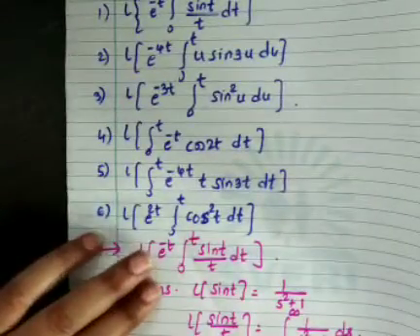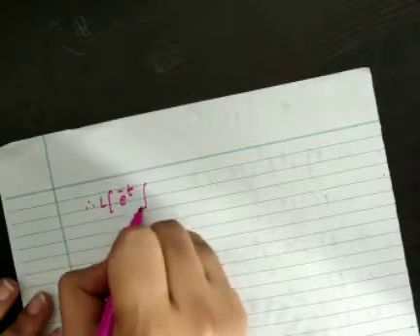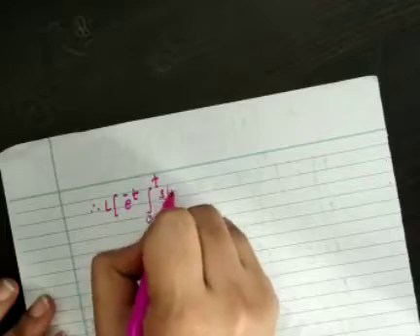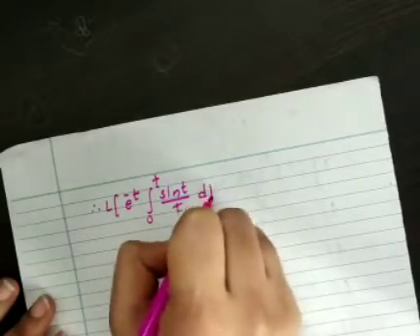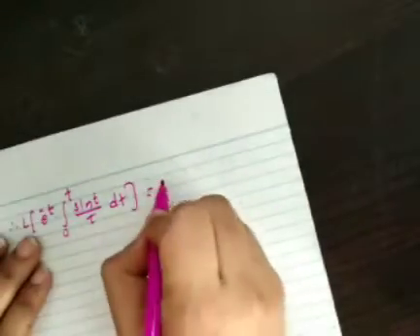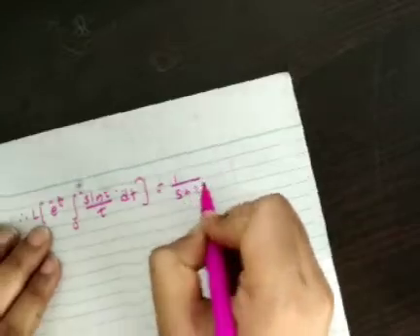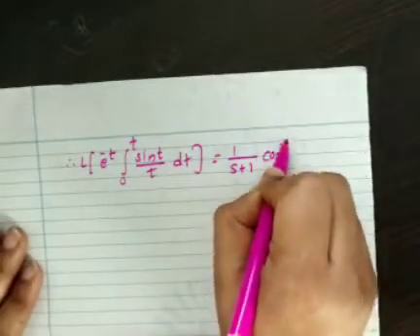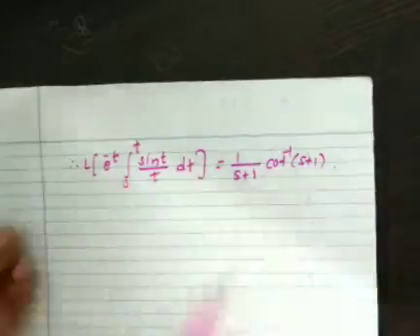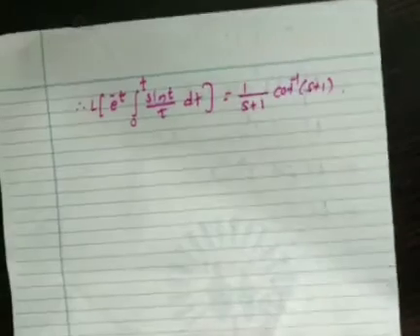And on that there is a first shift. Therefore Laplace of e raised to minus t integration 0 to t sin t upon t dt will be 1 upon s cot inverse s, where wherever there is s, it will be s plus 1. So 1 upon (s plus 1) cot inverse (s plus 1) will be the answer. Thank you.